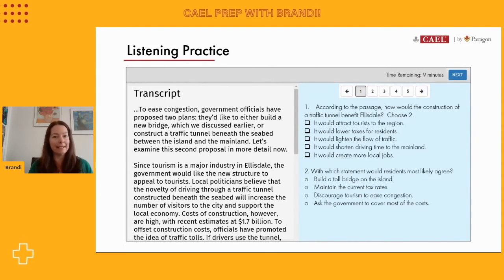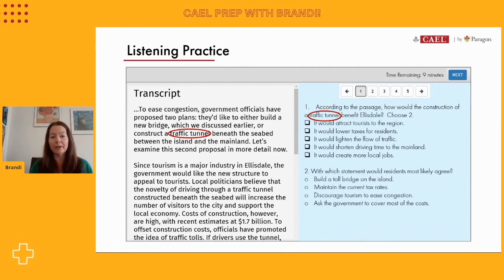Now, on the real CAEL test, there will never be a transcript. You're simply listening and answering. But again, as we study together, I think it's most helpful that we can all see the words on the screen to help us choose those correct answers. So this is the process that hopefully we went through as we began listening for some of these keywords. So remember, during the preview time, we already identified those keywords in the questions.